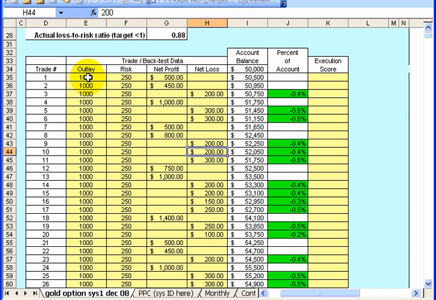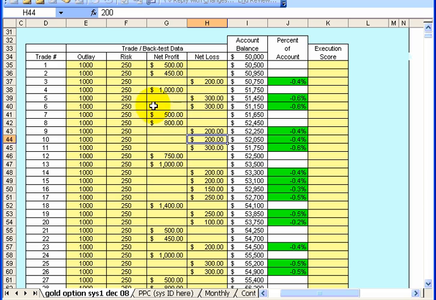Your outlay, stock investors, it costs you more to get in the trade than you're actually risking. So you put in both of that information. Same thing with options. This gold option system that I have, the standard outlay is $1,000, and the risk is $250. I'm not risking the entire $1,000.